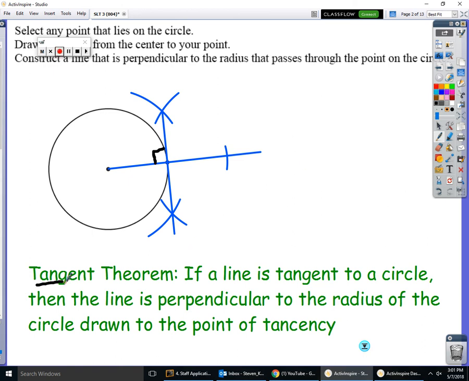And here's the tangent theorem right here. I'll let you pause it and write it down. And when you're done, you can unpause the video and move on.